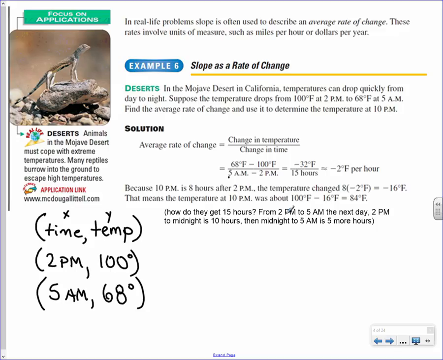They went from 2 p.m. to 5 a.m. the next day. So you can think of 2 p.m. to midnight is 10 hours, then midnight to 5 a.m. is 5 more hours. So that would give us our 15 hours. So that's where they got that from. So anyway, what we get to here is negative 2 degrees Fahrenheit per hour. So that's our rate of change. The temperature is decreasing because it's negative 2 degrees Fahrenheit per hour after 2 p.m. So that's what we could use it for there as a rate of change.